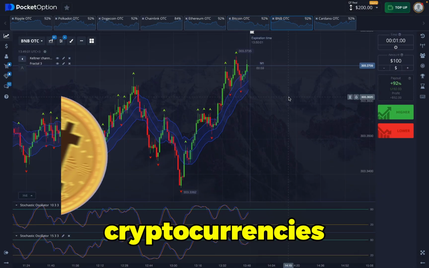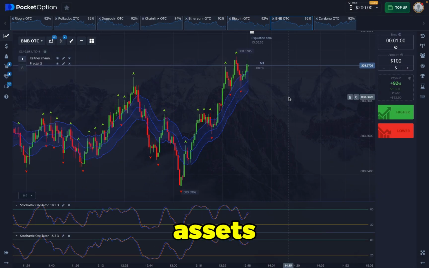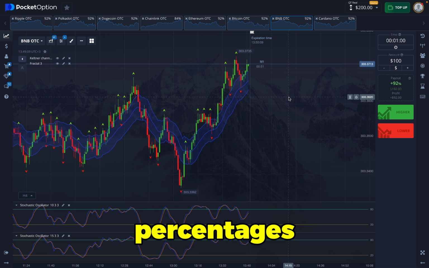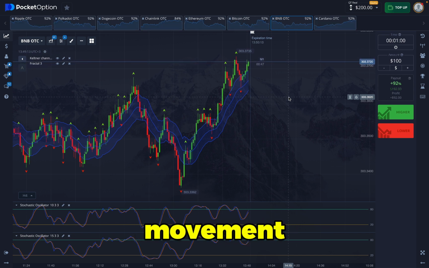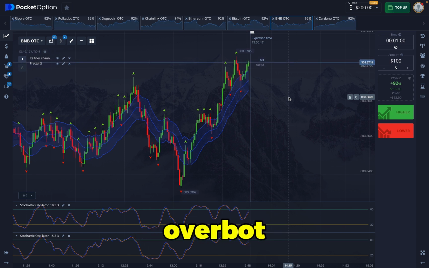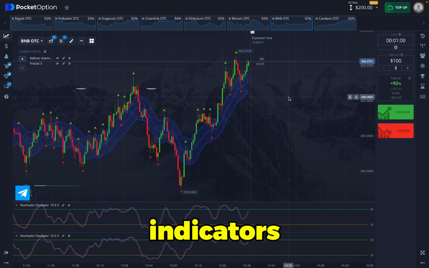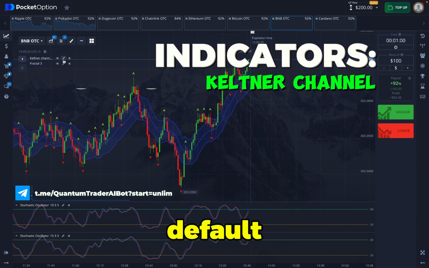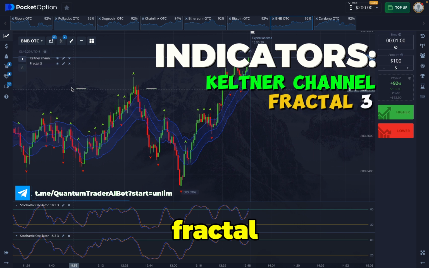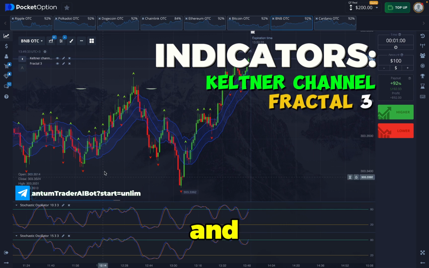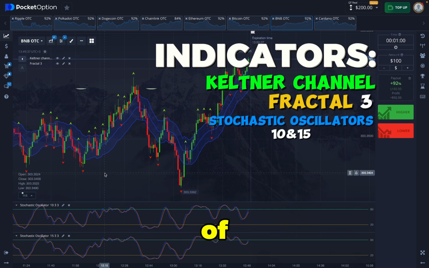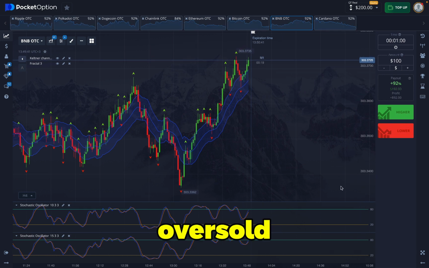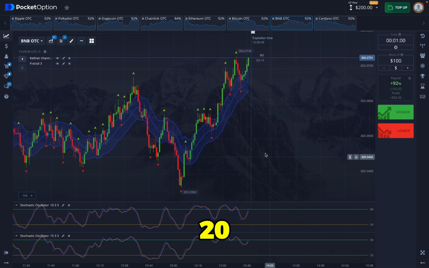Today, I trade cryptocurrencies and have already analyzed the assets with the best movement and payout percentages. In my trading, I focus on channel movement and oversold/overbought zones using the following set of indicators: the Keltner channel with default settings for the broker, a fractal with a period of 3, and 2 stochastic oscillators with periods of 10 and 15. The oversold and overbought areas are set to 80 and 20 by default.